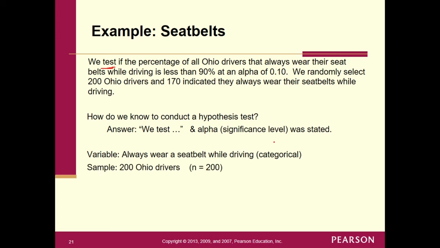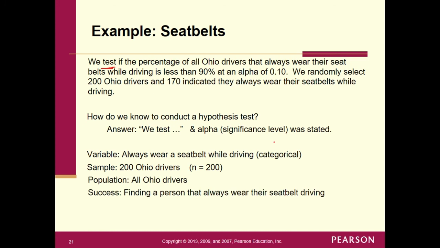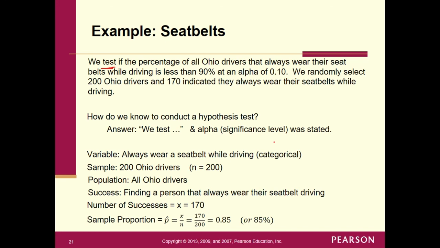Okay. What was our sample? It was 200 Ohio drivers, n is equal to 200. That means our population is all Ohio drivers. What would be a success? Finding a person that always wears their seatbelt while driving. Number of successes, 170. That would be X. And so p hat would be 170 divided by 200 or 0.85. All right, or 85%, however you want to think of it. I put it as a decimal here because we're going to have to throw it into our test statistic like that.